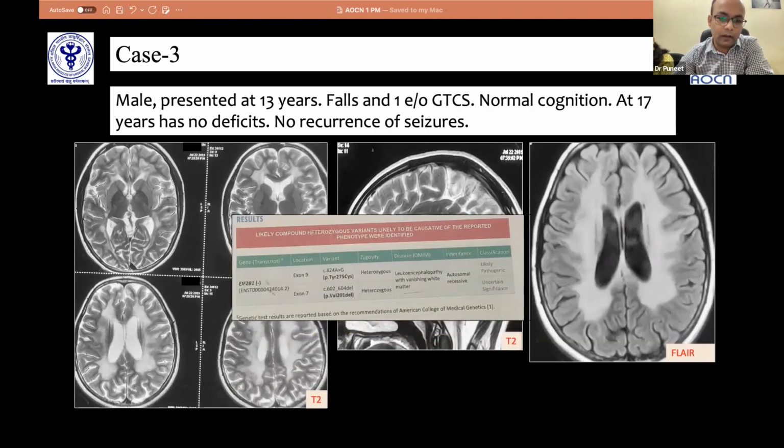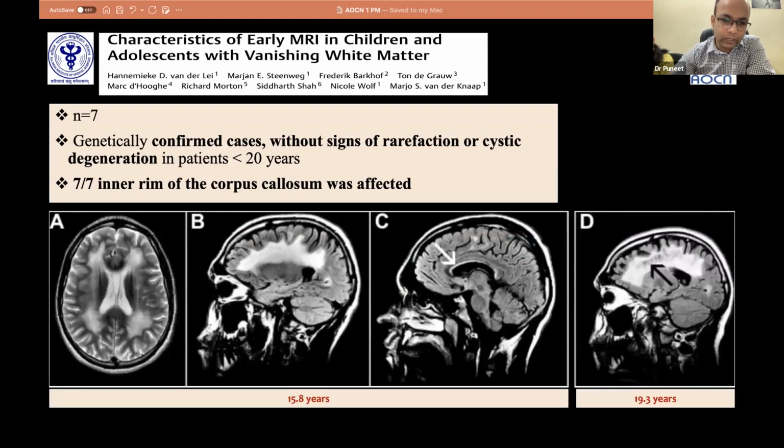It showed a compound heterozygous mutation in the EIF2B1 gene, hence it was labeled as vanishing white matter disease. Now, building upon this, in this paper by Vanderknaap et al., they have included 7 cases of vanishing white matter disease, which were genetically confirmed. And all these 7 cases did not have any signs of rarefaction or cystic degeneration.